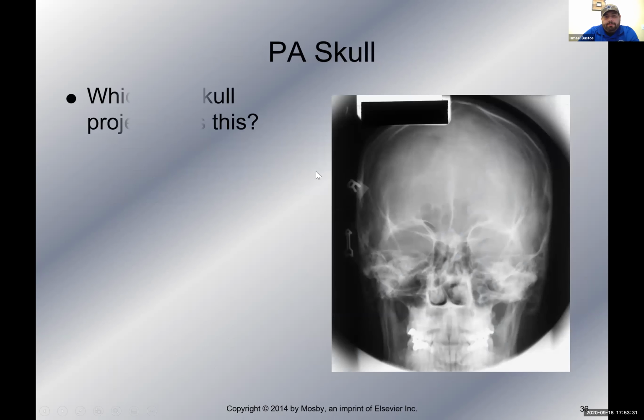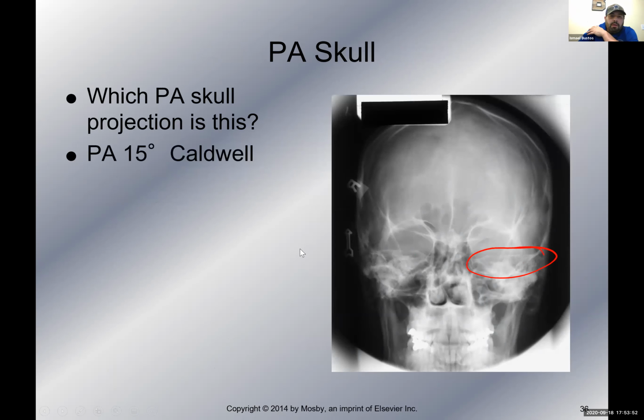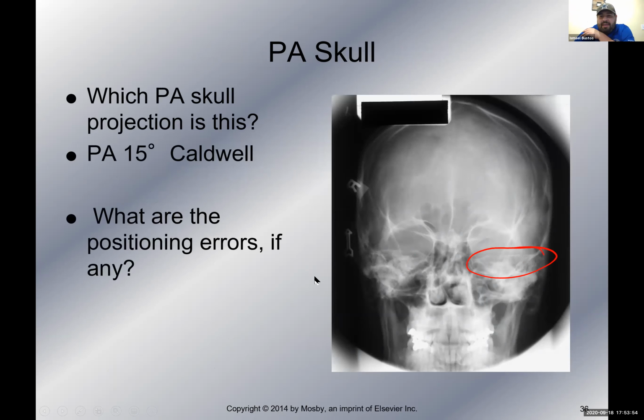All right, PA skull. Which PA skull projection is this, first of all? All right, well, whenever we're looking at PAs, right, we're gonna look at relationship of the orbit and the petrous ridges, right, petrous pyramids. So what do you see on this one? The ridges are in the lower 1/3, right? So what does that tell you? It is a Caldwell projection, all right? Now, what are the errors, if any, right? It looks like they're in the lower 1/3, so I'm okay with this projection here, right? They're almost 1/2, but it's still lower 1/3, so I'm okay with the amount of angle there, so that's fine.